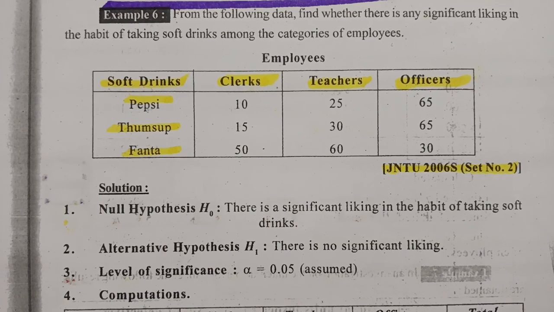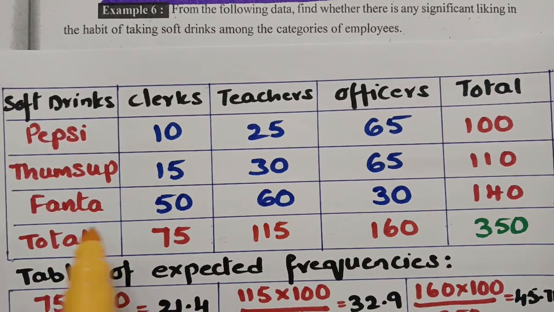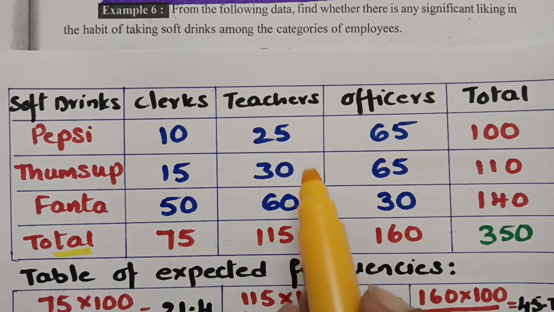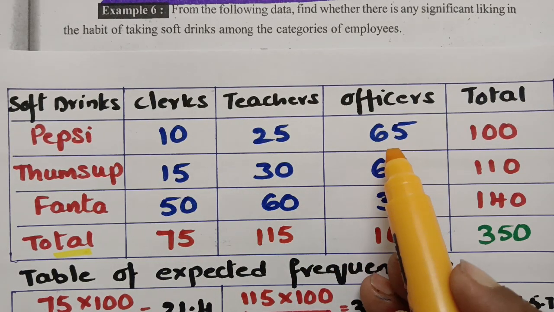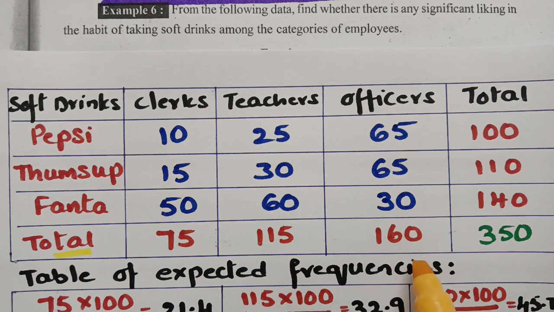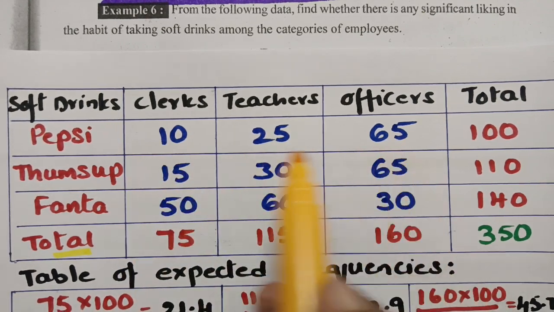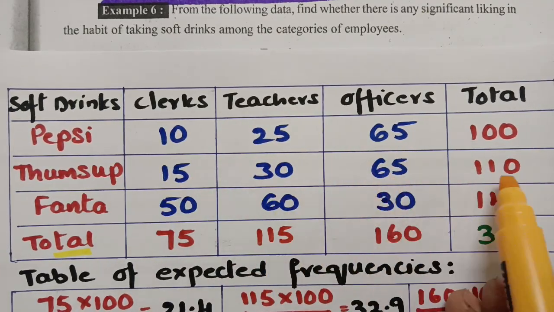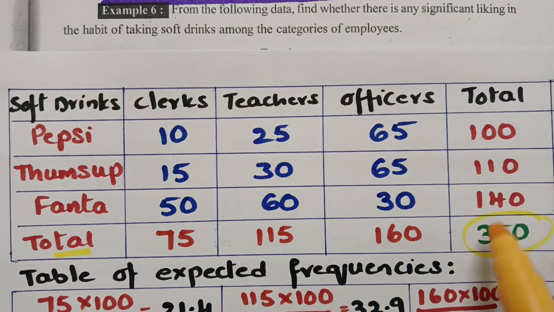See here, every time we have to make a total out of this. So these are all the soft drinks: Pepsi, Thumbs Up, Fanta, and this is the total we have to make. That is 10 plus 15 plus 50 is 75, and the next one is 25 plus 30 plus 60 is 115, and 65 plus 65 plus 30 is 160. So this is the column total, and this is the row total here. That is 10 plus 25 plus 65 is 100, 15 plus 30 plus 65 is 110, and 50 plus 60 plus 30 is 140. And this will be the grand total.